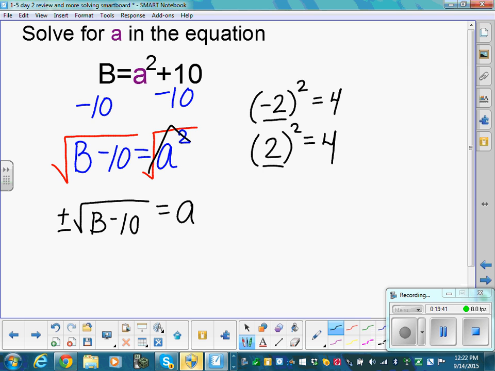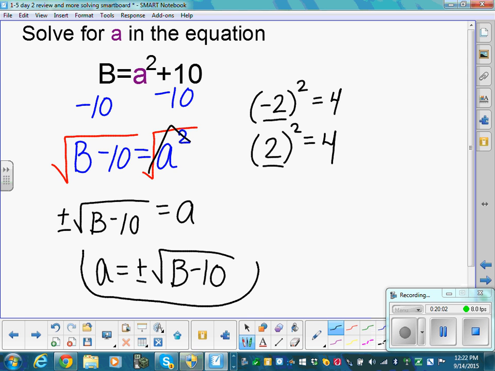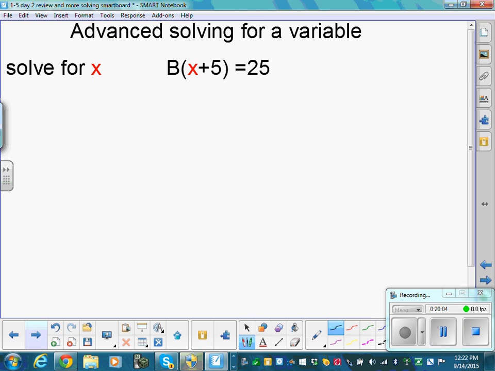Okay, so because anything squared is the inverse of square roots, and that's what square root means. It means what squared is equal to our answer. So we have to account for the plus and minus answer. Now we could have written it a little bit prettier and said a is equal to plus and minus the square root of b minus 10. Same thing, I'm just writing it a little bit prettier. Okay, there's our answer. Next problem here.